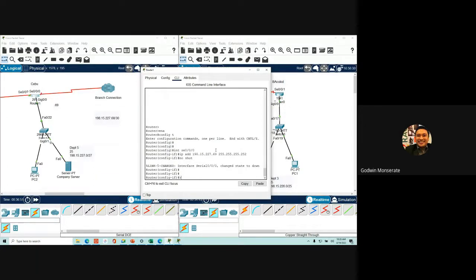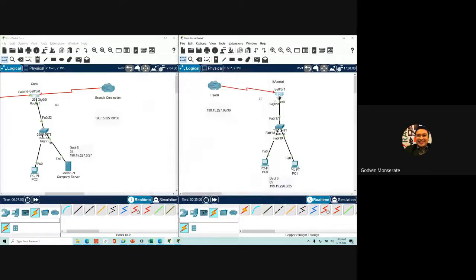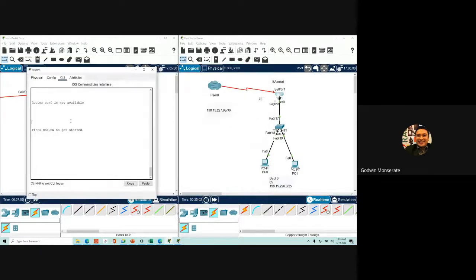Then, router RIP. Diretso na lang ako. Version 2. Then, no auto summary. Then, network what? 198.15.227.68. Okay? Applied na siya diya ang network. Then, diri nga network sa Bacolod, no? Enable, config P. Then, IP add SE0 sa 0 sa 1.